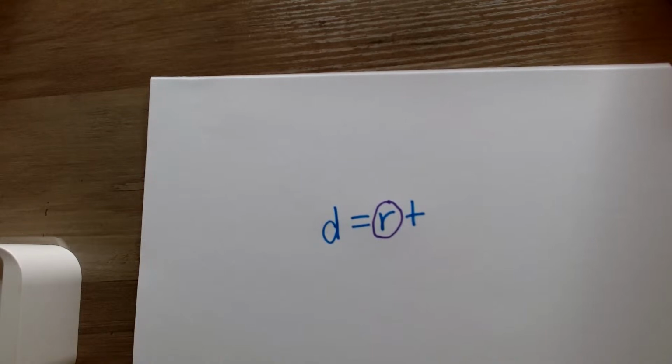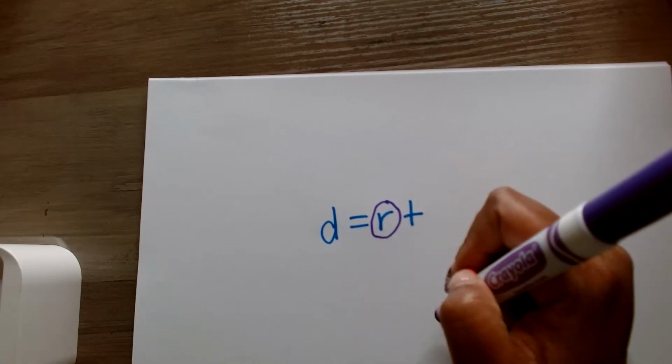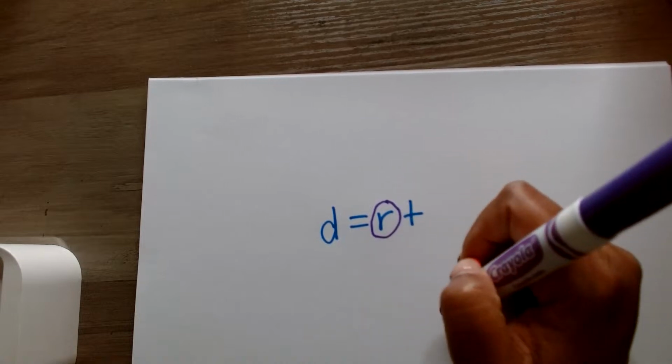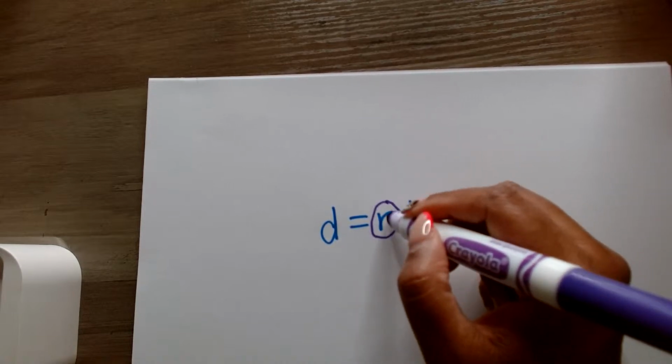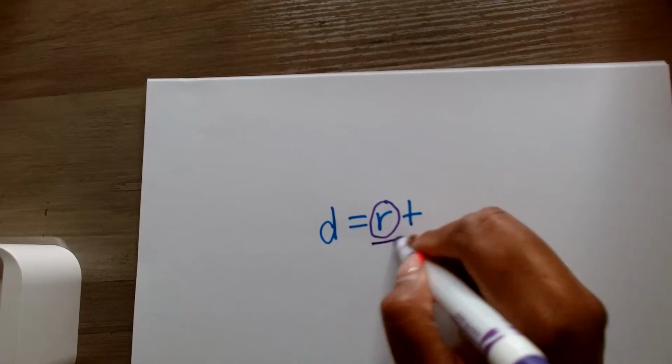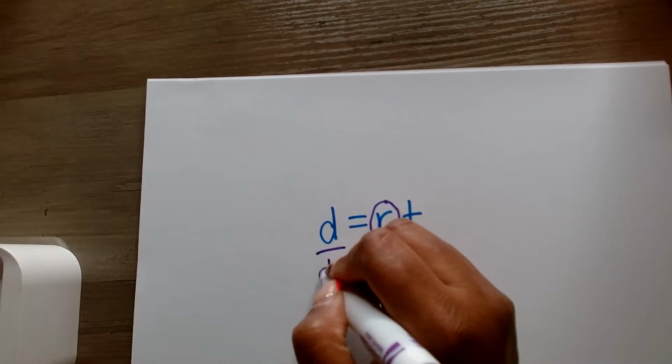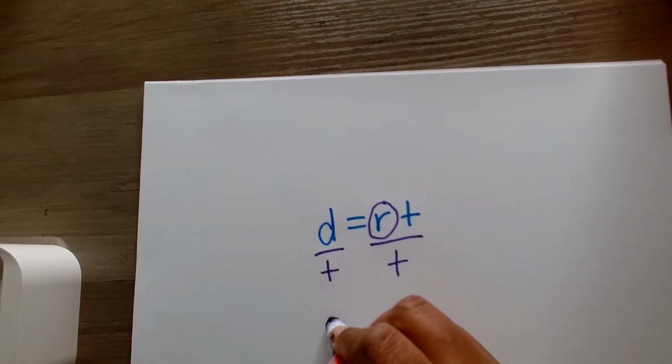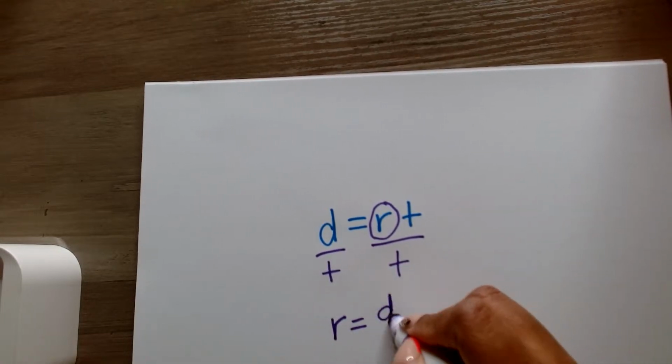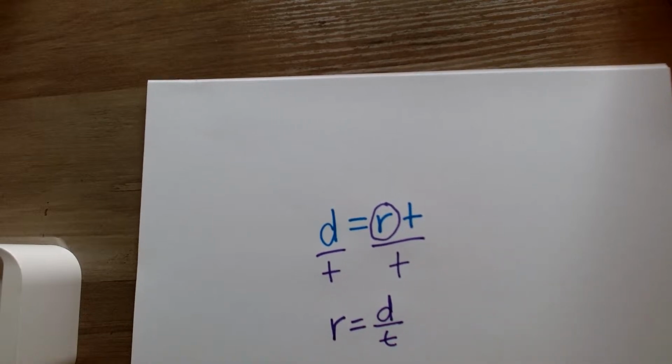So we know, just like we solve regular equations, we first need to decide what's all happening to R. Well, T is multiplying by R. When they're next to each other, that means they're multiplying. So to get R by itself, we have to do the opposite. So we're going to divide both sides by T. So our answer would actually be R equals D over T. And that is how you solve a literal equation.